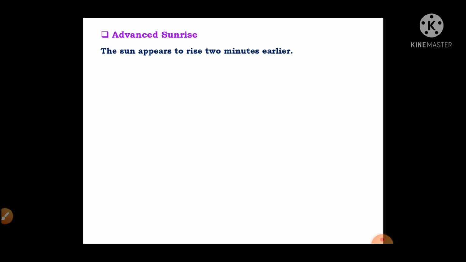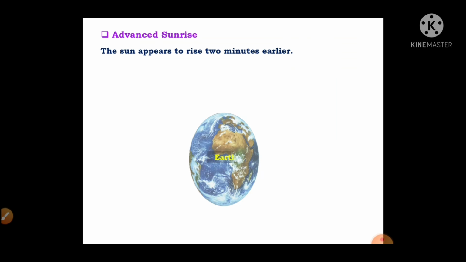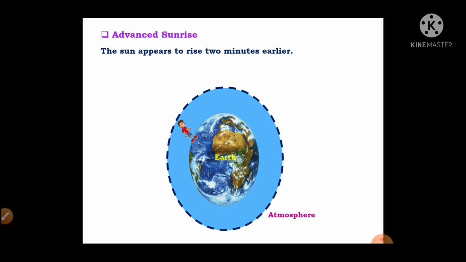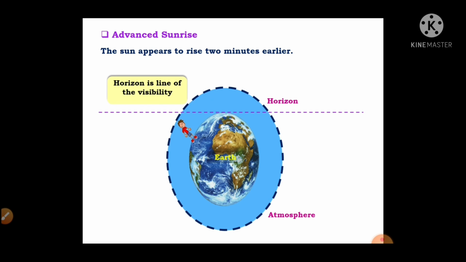See, here the concept is a little bit different. Here you will see that the sun has risen 2 minutes earlier. Now how is it possible? Let us understand with the help of this diagram. Now this is the earth and the observer, and you know it is surrounded by the atmosphere. We will consider one horizontal line, that is called the horizon. Horizon is a line of visibility.